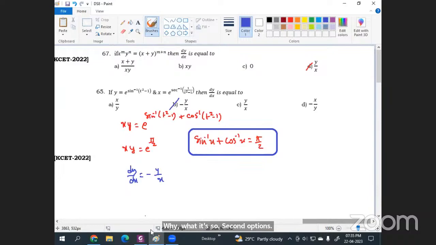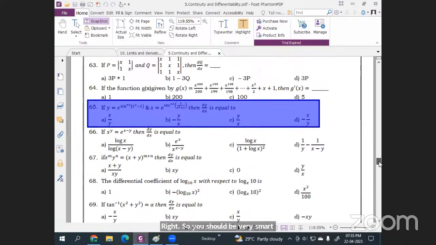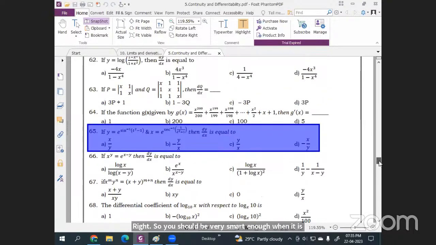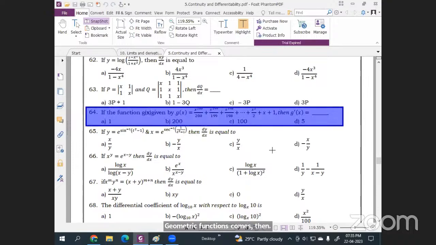Right. So you should be very smart when inverse trigonometric functions come. Right? Now you try this question.